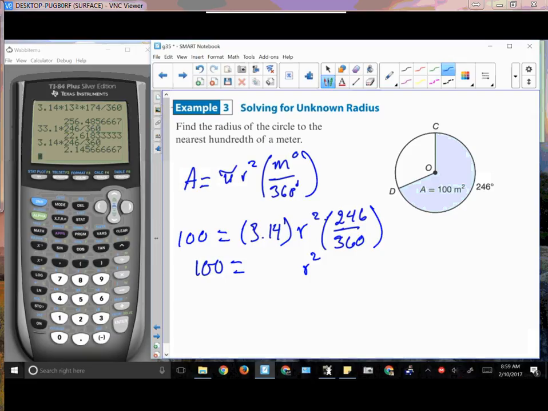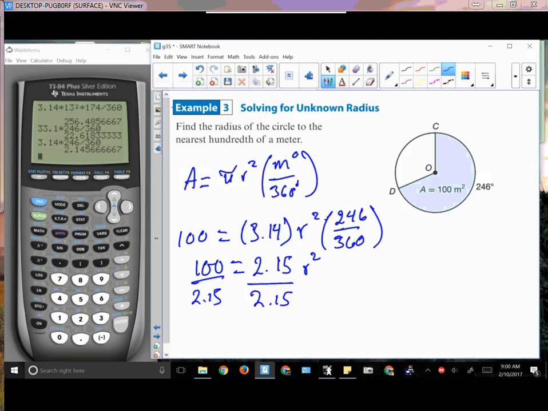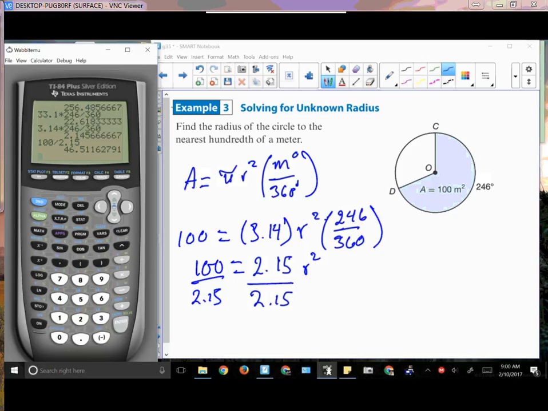And we end up with 2.15. Okay. Now, divide both sides by 2.15. So I have 100 divided by 2.15. So I end up with 46.51 is equal to r squared.